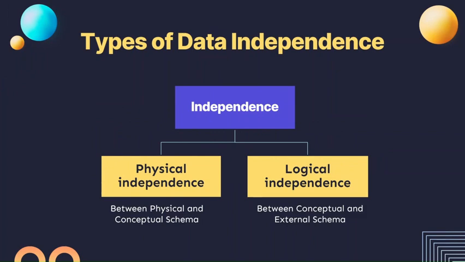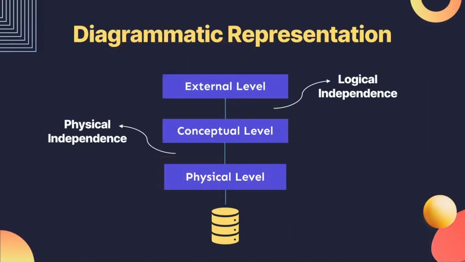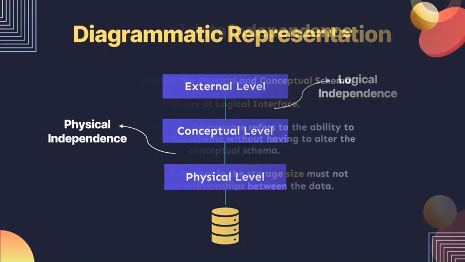Now, there are two types of data independence. One is physical independence and second is logical independence. Physical independence is the independence that lies between the physical and the conceptual schema. And the logical independence is the independence that lies between the conceptual and the external schema. As we can see with this diagram, physical independence lies between the physical level and the conceptual level, and logical independence lies between the conceptual and the external level.